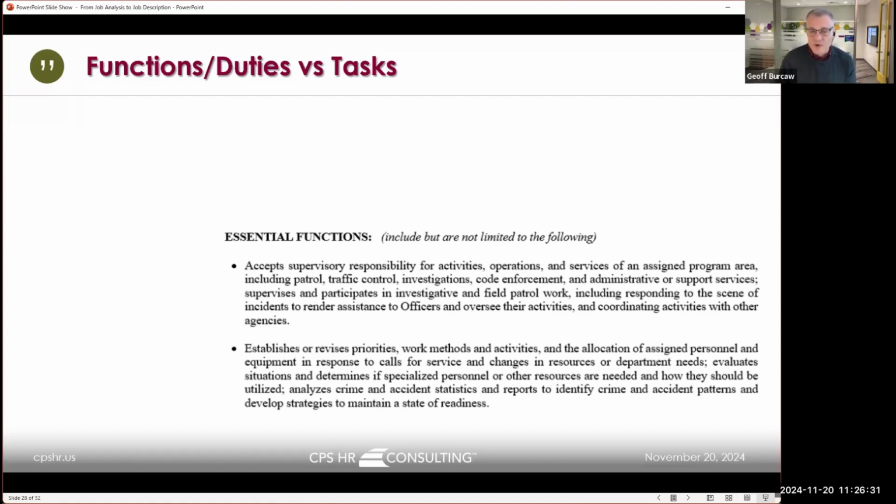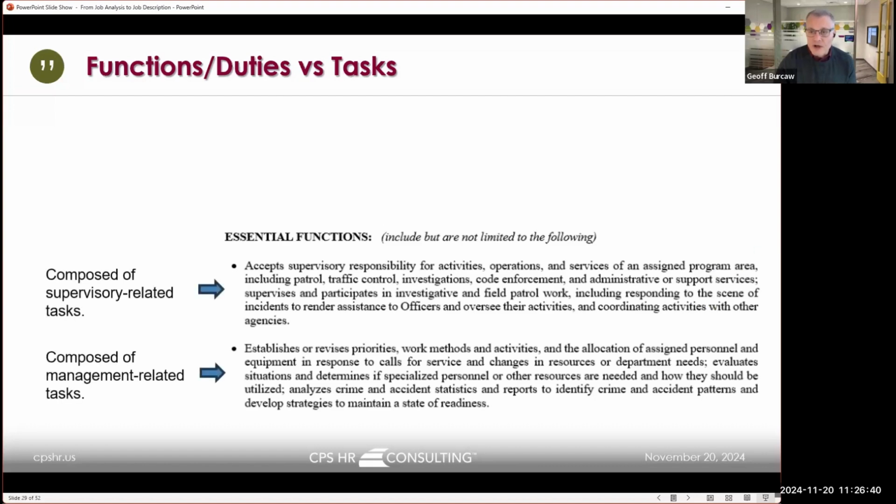And for this person, this is for a police sergeant, a first level supervisor. This would represent two major parts of their job. And you can see the way that they've done this, they've taken the supervisory related tasks and they've grouped them into this one duty or function that represents all of the supervisory stuff. And then the second one, they've taken what I would call the management related tasks, and they've grouped those into this management essential function. So there's two major essential functions that define probably most of what a police sergeant does.